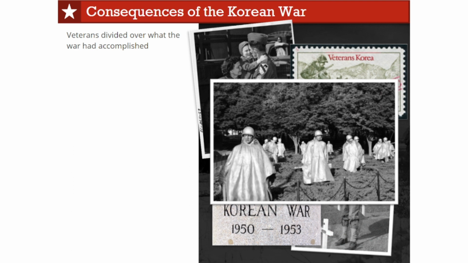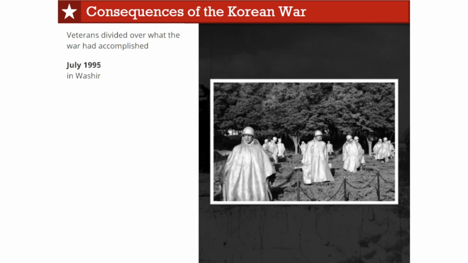In 1986, Congress authorized the construction of a Korean War Memorial in Washington, D.C. to honor veterans from the war, but it only allocated $1 million to the project. Veterans raised another $5 million on their own, and the memorial was completed in July 1995.